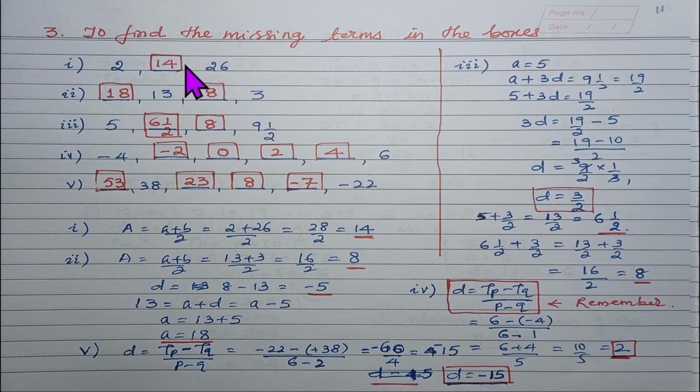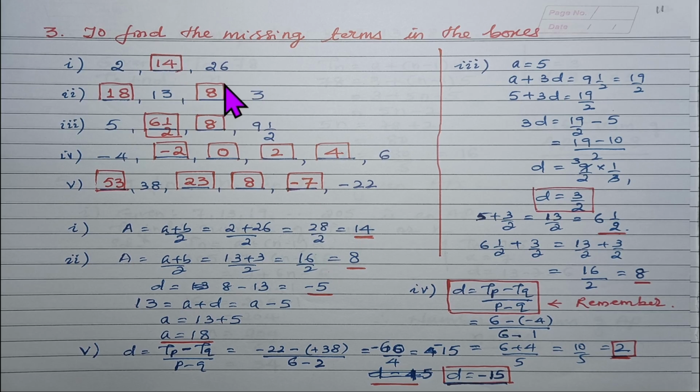We have to find the middle term. And you know that if three terms are in AP, first, second, third, then the middle term can be found out by taking the average of the first and the last, and that is exactly what I have done here. A, that is the middle term, is (a plus b) divided by 2, and that is what is called the arithmetic mean here. So 2 plus 26 divided by 2, 28 by 2, that is 14. So that is the answer for that.